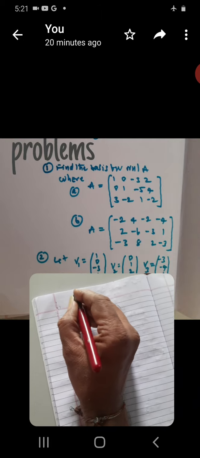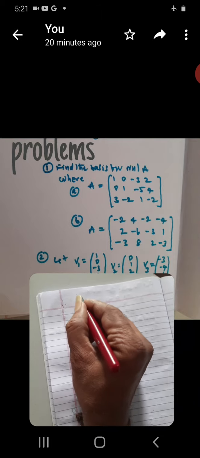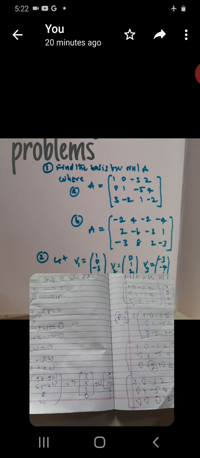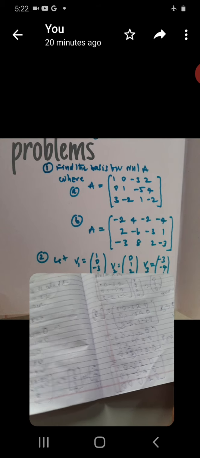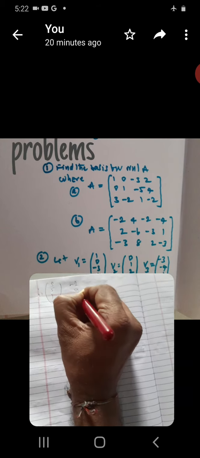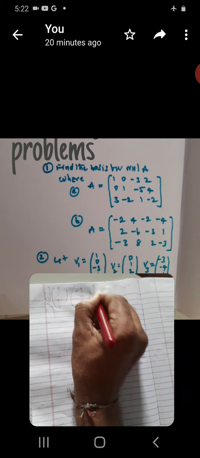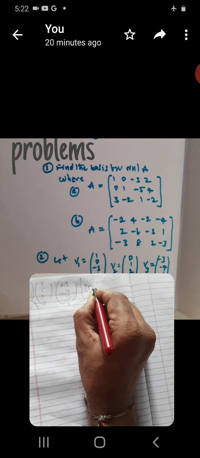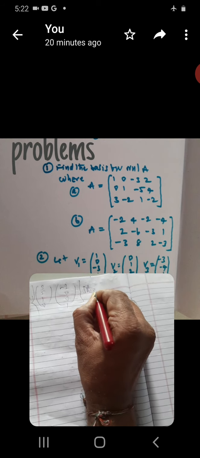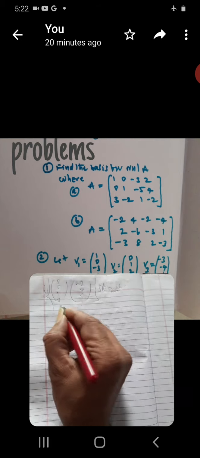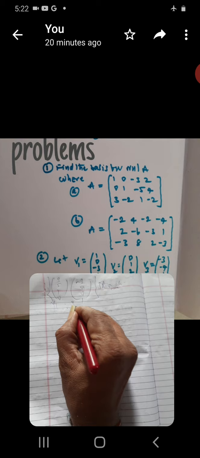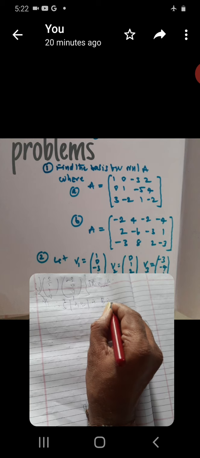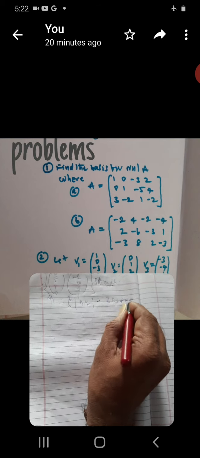Therefore, 3, 5, 1, 0. Next, minus 2, 4, 0, 1. This is the space, it is linearly independent. Therefore these two, V1 and V2, form a basis for null A. This is the condition.